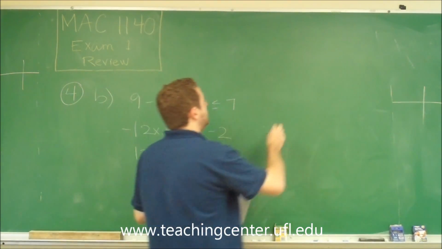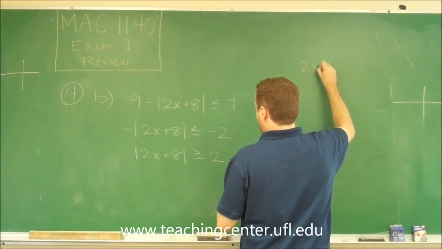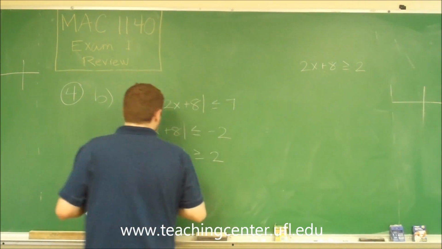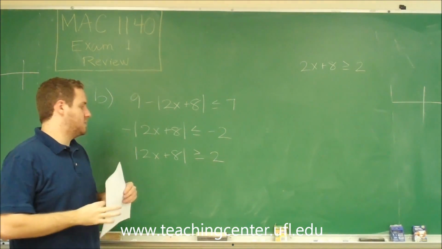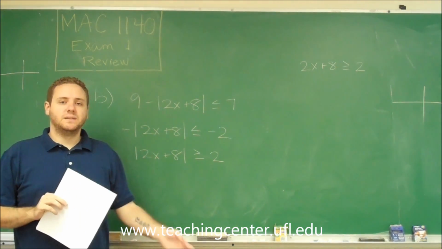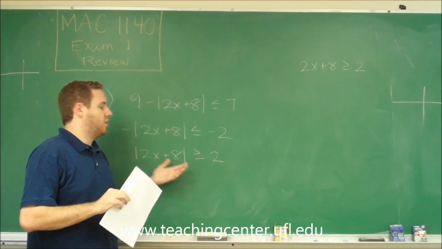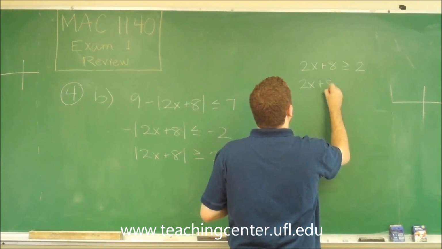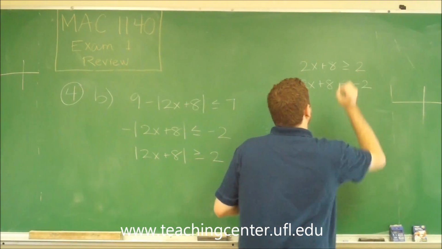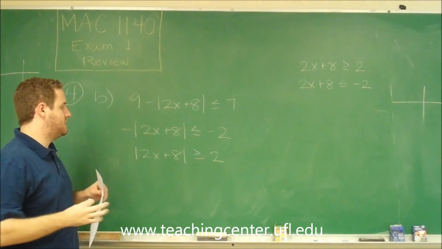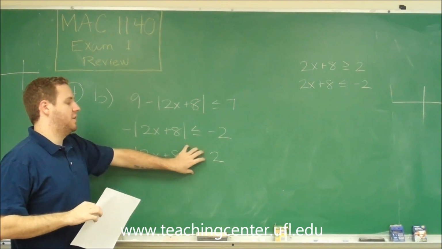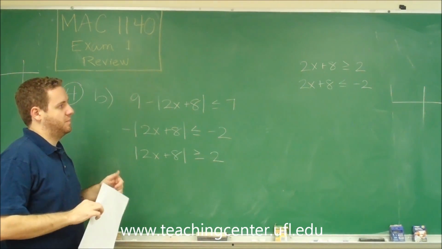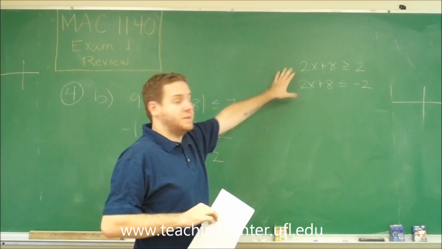So one possibility is that 2x plus 8 is just greater than or equal to 2. The other possibility is if this was a larger negative number. So if we had negative 2, negative 3, negative 4, those would all work too, because it would flip it. So we'd have 2x plus 8 is less than or equal to negative 2. So you always keep the absolute value something the same with the positive one, flip it with the negative version of that number. So now you just need to solve both of these.